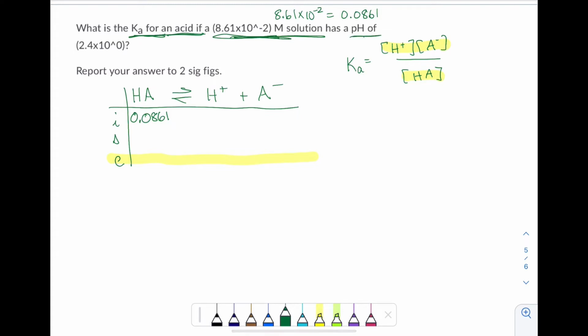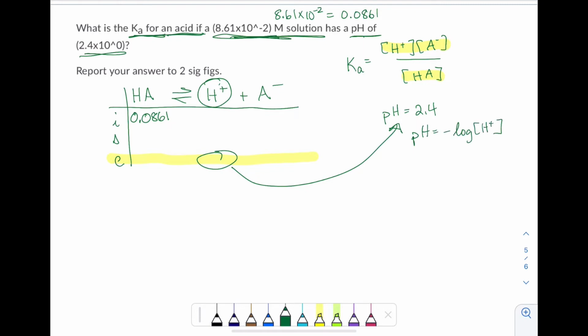Now this pH value, the pH of 2.4 times 10 to the 0, that means my pH is 2.4. That's going to be related to the hydrogen ion concentration at equilibrium. That's where I'm going to get that equilibrium amount of hydrogen ion. How do I know that? Because in our previous module, where we started learning about acids and bases, we had an equation which relates pH to the hydrogen ion concentration, and that is the hydrogen ion concentration at equilibrium. So from that pH value, I know my hydrogen ion concentration at equilibrium.